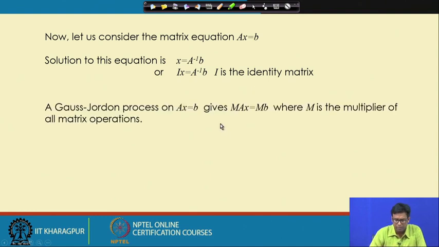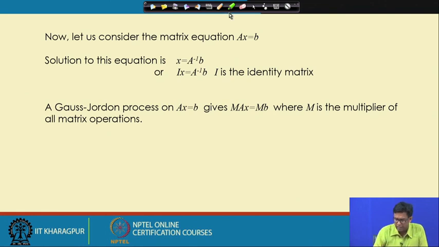A Gauss-Jordan step on Ax = b will give me MAx = Mb, and the solution x will be Mb. M is the multiplier of all the matrix operations. So from here we can relate that the solution is x = Mb, and that also tells us that this matrix operation M, when applied over A, gives us an identity matrix I. Therefore, this matrix operation M, when applied over an identity matrix I, should give us A inverse.